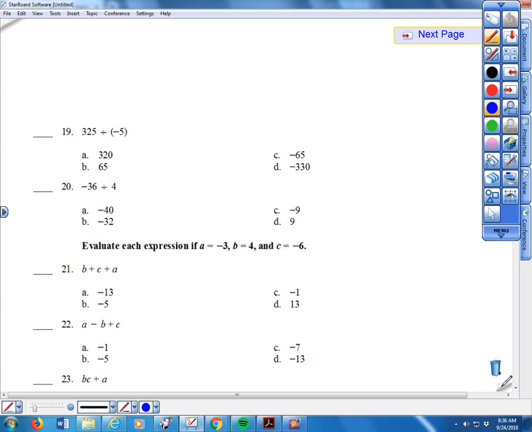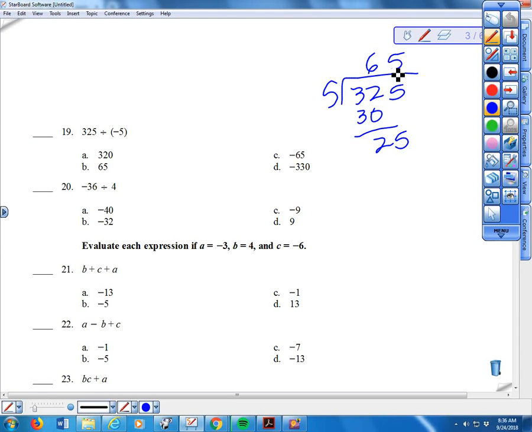Okay, same rules for multiplication work for division. If they're opposite signs, your answer will be negative. So really what I need to do is just figure out 325 divided by 5. That's 65. But I know one's positive, one's negative, so it's got to be negative. Negative 65. Again, negative divided by a positive will be a negative. Negative 36 divided by 4 is 9, and I have to make it negative. So it's C.